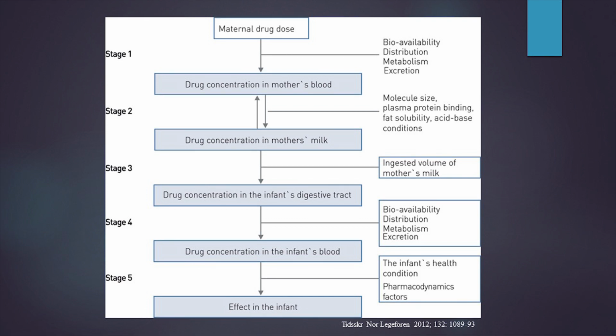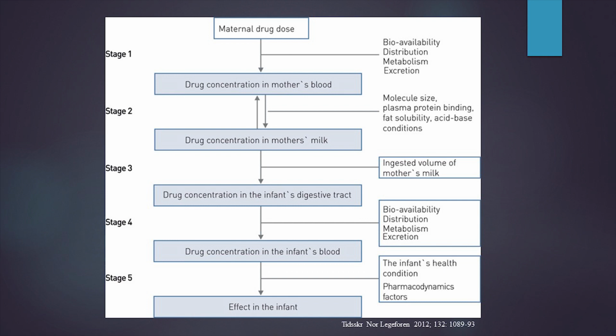Going into the mother's blood, when we talk about processing with the kidneys and the liver, the molecular size, the plasma protein binding, fat solubility, acid-base concentrations. This then talks about going into the mother's milk. And you think about a gradient. So the drug will go into the mother's milk, and it can come out of the mother's milk depending on half-life and other factors, and ingestion of the volume of the mother's milk.